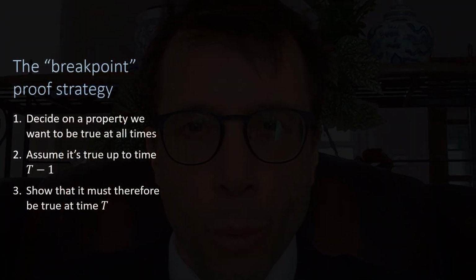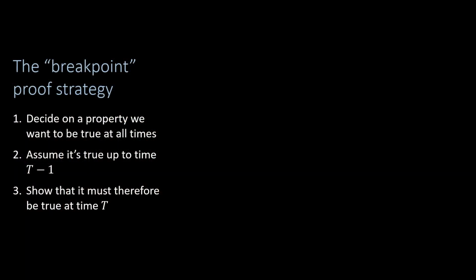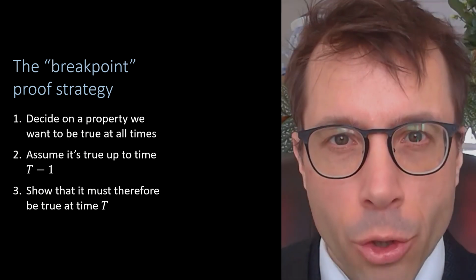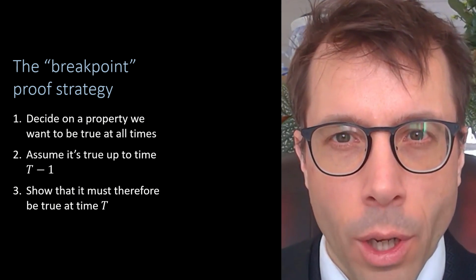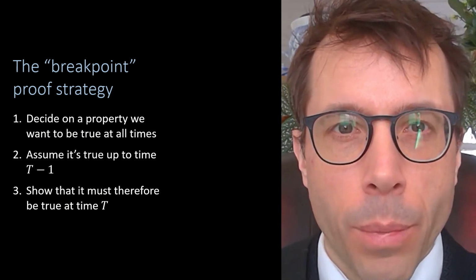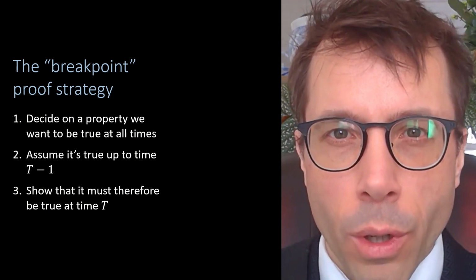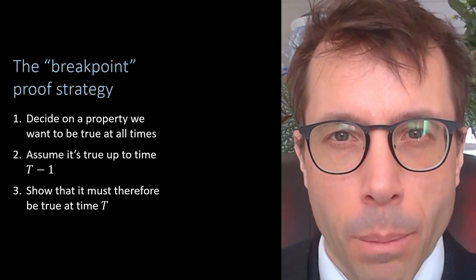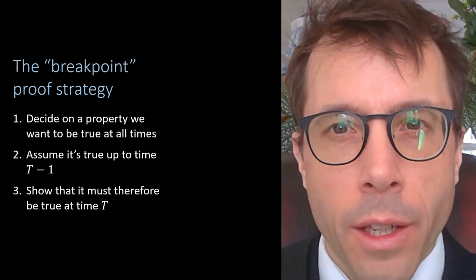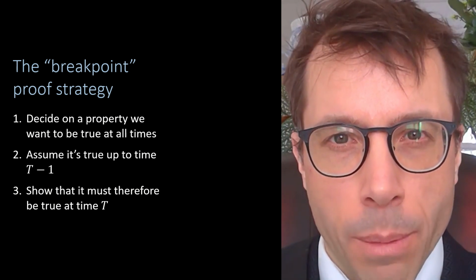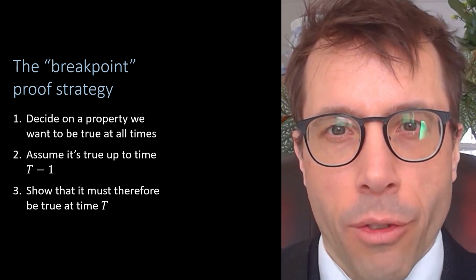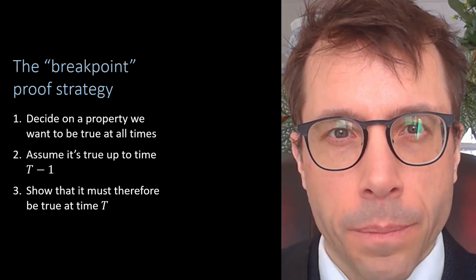What we've used is what you might call a breakpoint proof strategy. We first of all invented a useful property that we would like to be true at all points during execution. In this case, a property about the computed distance values. We assumed it was true up until some point in time t-1, and then we reasoned about what could possibly happen next and proved that it must therefore be true at time t.